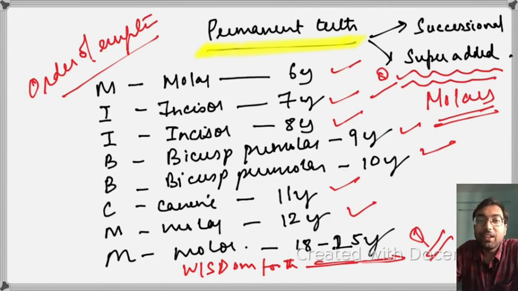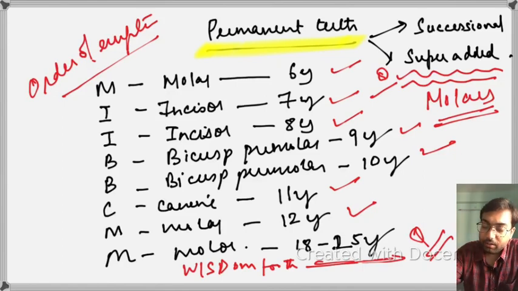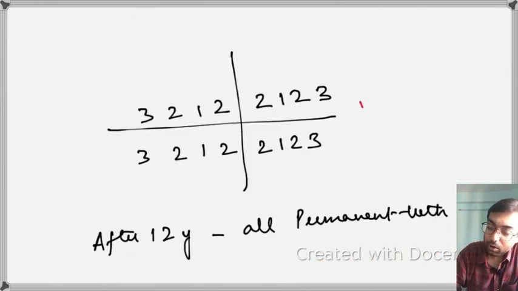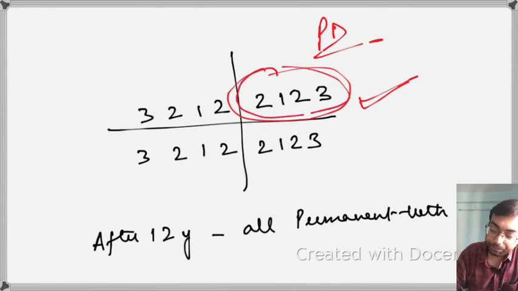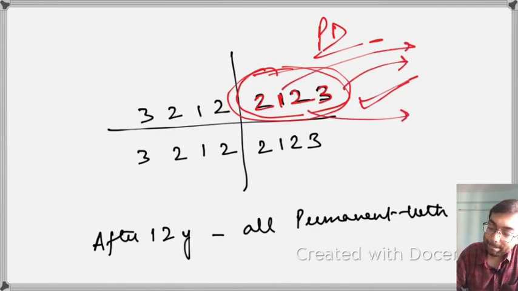The formula is very simple and very fascinating. Mummy is in bed, baby cries, milk: molar, incisor, bicuspid premolar, canine, molar, and wisdom teeth. This is the formula for permanent dentition: 2123. 3 is molar, 2 is premolar, 1 is canine, and 2 is incisor.